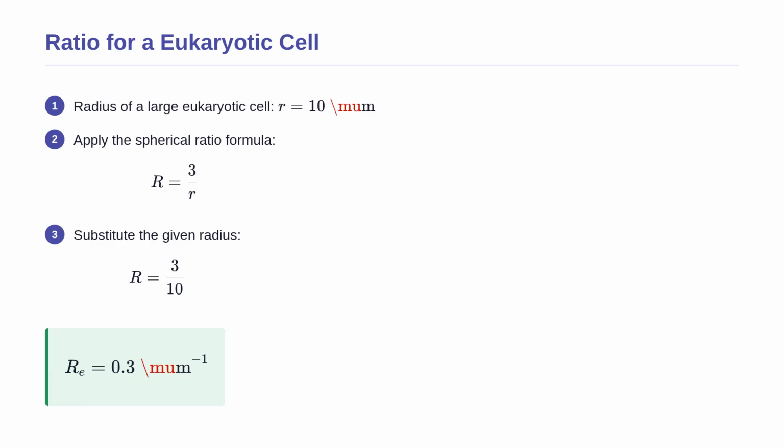This number is 10 times smaller than the ratio we found for the tiny prokaryotic cell. Physically, this means the large eukaryotic cell has very little outer membrane to support a gigantic internal volume, creating a severe physical crisis for survival.